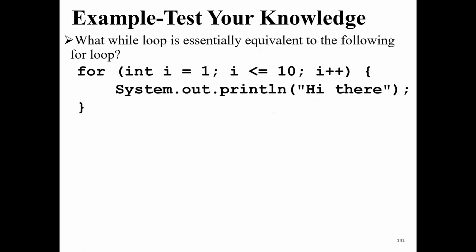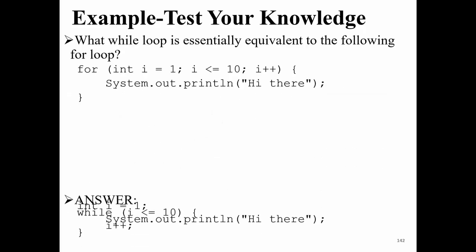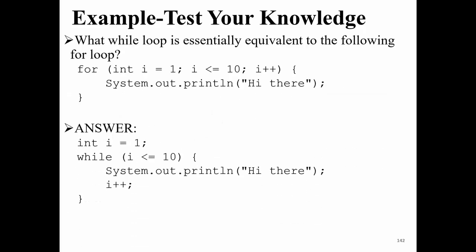Okay, test your knowledge. To convert this for loop to a while loop, how can we do it? First initialize the variable i to 1, and then you say while i is less than or equal to 10, you output hi there, and then after that you increment i. The increment of i should be the last one, not the beginning. Okay? So this is exactly what you see in the slide. Initialize i to 1, check i is less than or equal to 10, you print i there, and you increment at the end.